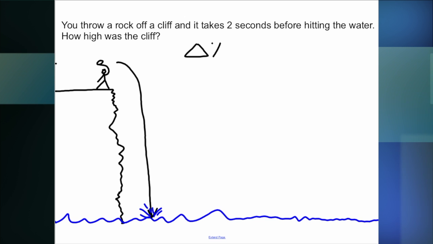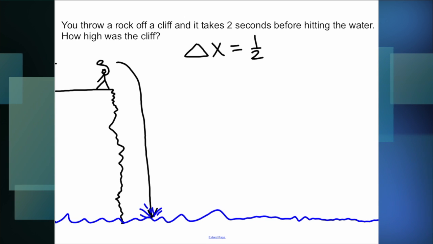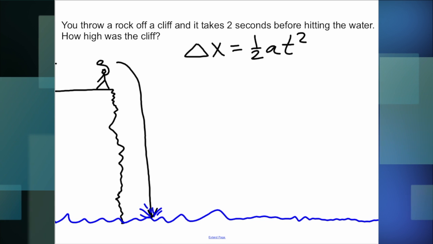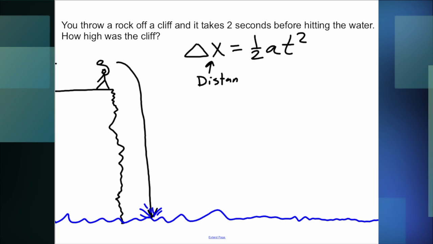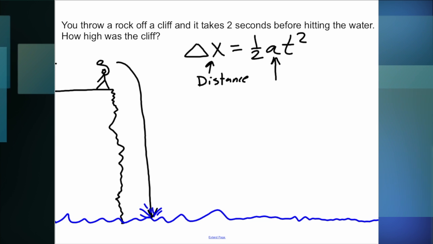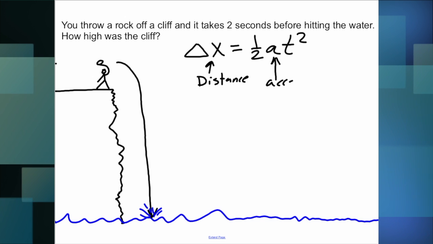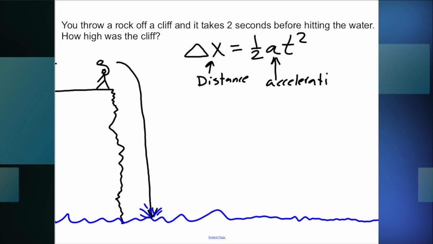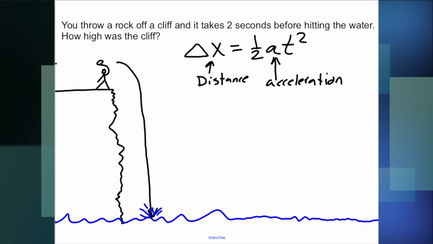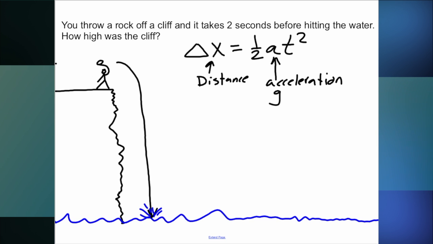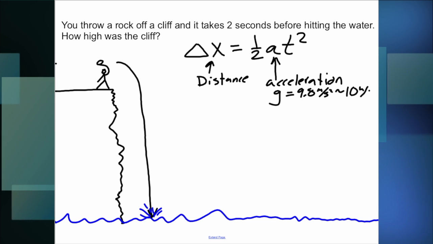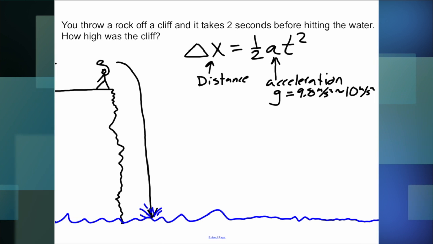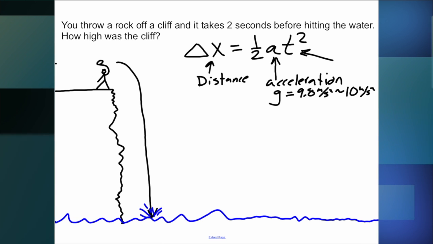Delta x equals 1/2 a t squared, where delta x is distance, a is acceleration, and this is going to be the acceleration of gravity, so that's going to be g, which is 9.8 meters per second squared, and we're going to approximate that to be 10 meters per second squared just to make our math life easier. And then the t here, that's going to be time.